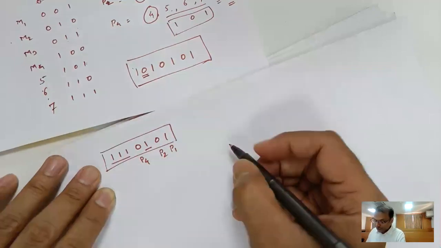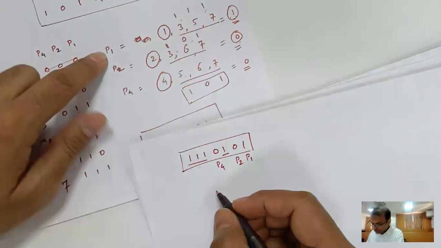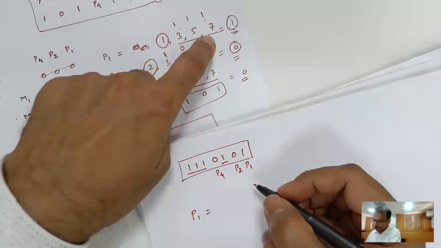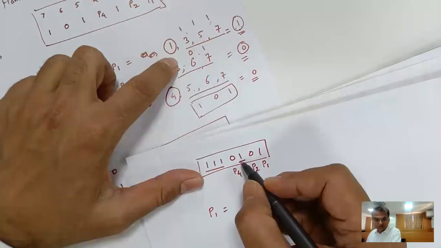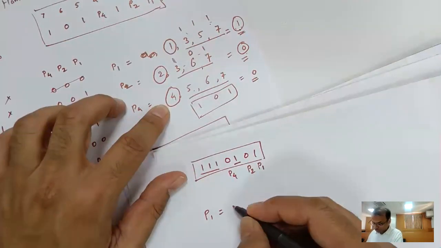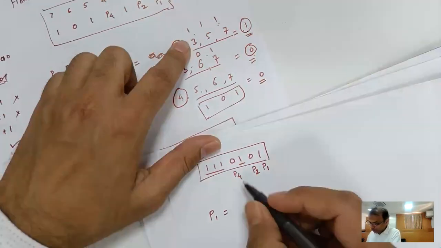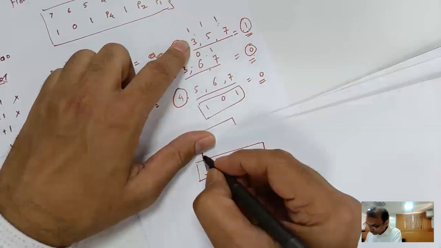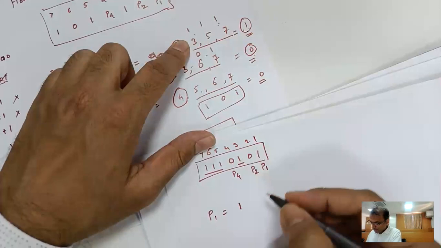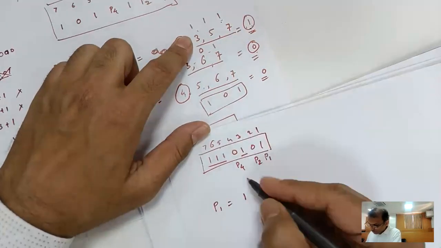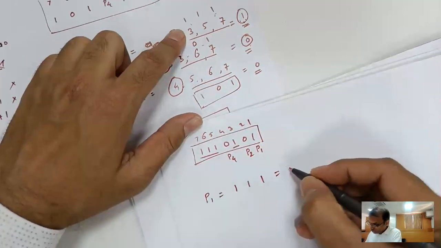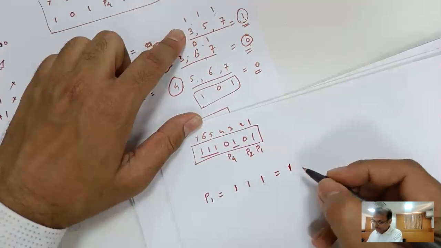Okay. Now you know that P1 is calculated using bits 1, 3, 5, 7. So what is the 3rd value, the 5th value and the 7th value? Let us put the values on the bits 7, 6, 5, 4, 3, 2, 1. What is the third value? It is 1. Then what is the fifth value? It is 1. What is the seventh value? It is 1. So it is an odd parity. So the value of P1 that is calculated is 1.